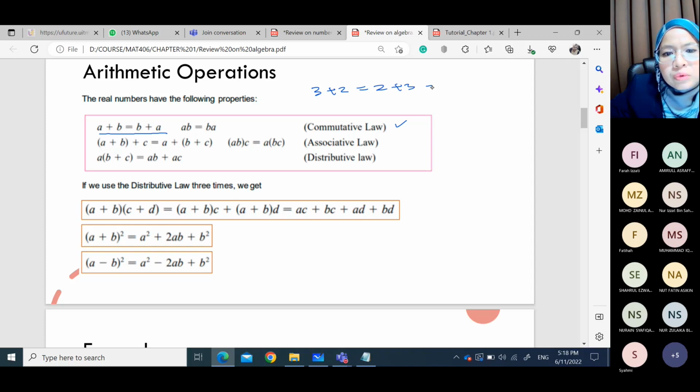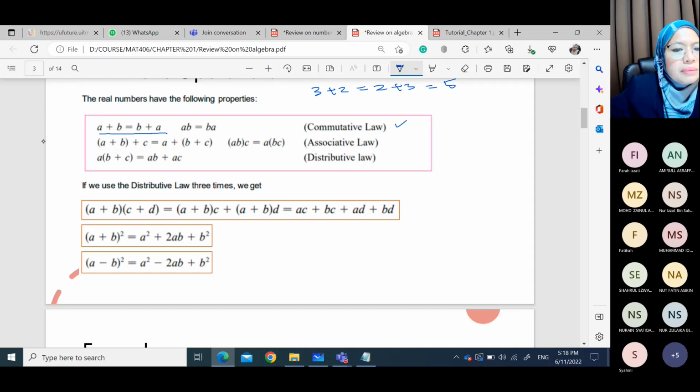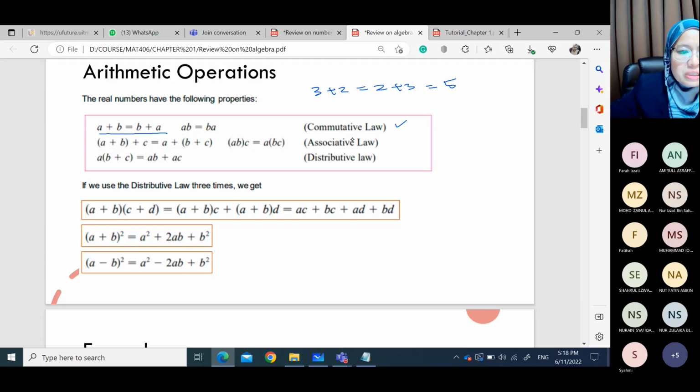And bila kita total up untuk left hand side, di sebelah kiri dan sebelah kanan kita akan dapat nilai yang sama, iaitu 5. So from here we can say that 3 plus 2 and 2 plus 3 it is equivalent, sama nilai dia, which is 5. Contohnya begitu. Okay, so untuk darab AB equal to BA. Okay, so 2 darab 5 sama juga dengan 5 darab 2. Okay, so the answer here is 10. 2 kali 5, 5 kali 2. Sama je. Itu kita panggil sebagai commutative law.